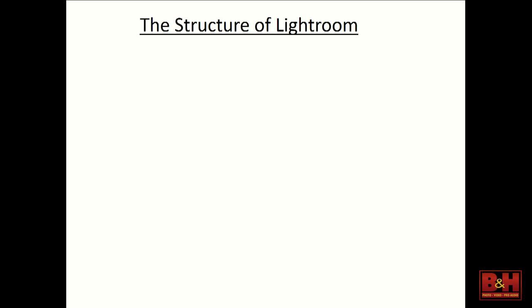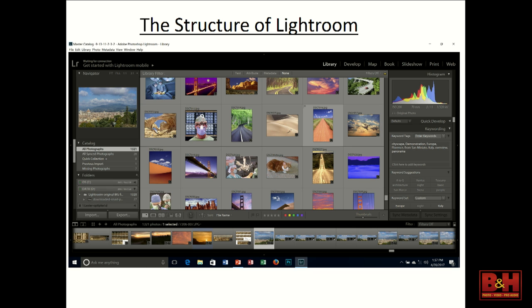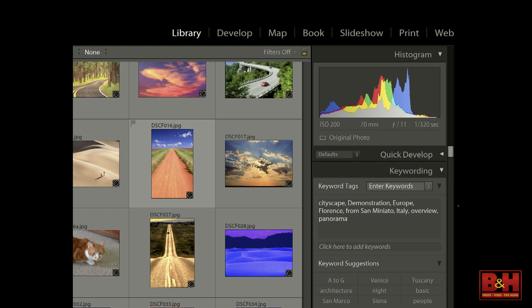So let's talk about the structure of Lightroom, what it looks like. Here's the basic Lightroom screen. When you open it up, this is what you see. And on the top row are the seven modules that Lightroom has, and we'll go through these one at a time.